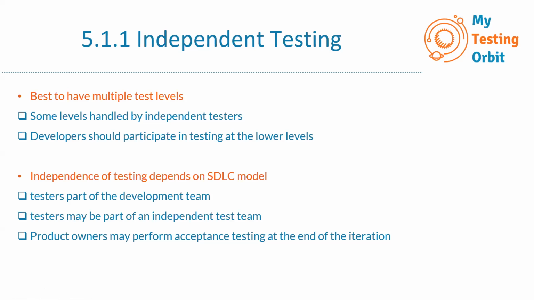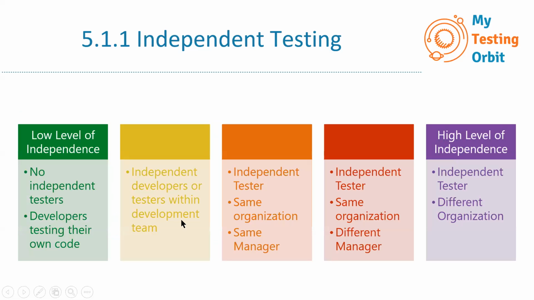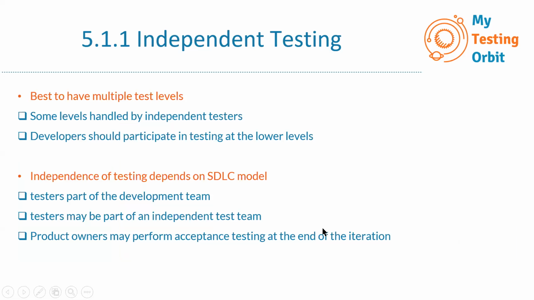And though if we go back to the level of independence, it's not very independent as per this diagram, but depending on the type of SDLC model they are working in, that would be the best way to work. Testers may be part of an independent test team. Now again, it can apply to a waterfall or an agile methodology as well, that there's a separate team doing the testing.